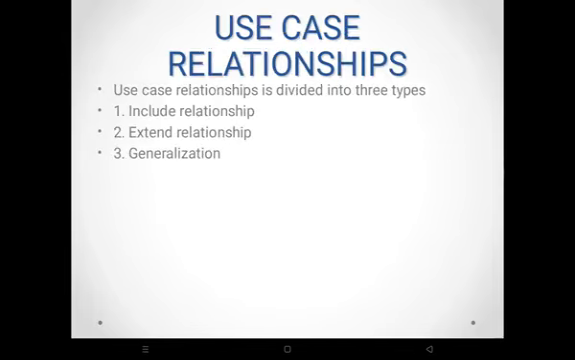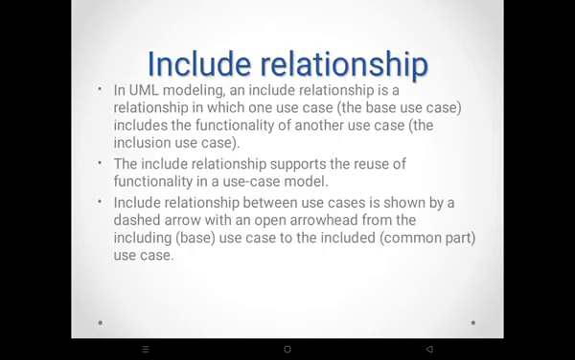Then use case modeling consists of three relationships. This is very, very important. What are the three relationships of use case? Use case relationship is divided into three types. One is the include relationship. The second one is the extend relationship. Third one is the generalization relationship. What do you mean by include relationship? One use case can include the functionality of another use case, and that is called an include relationship.